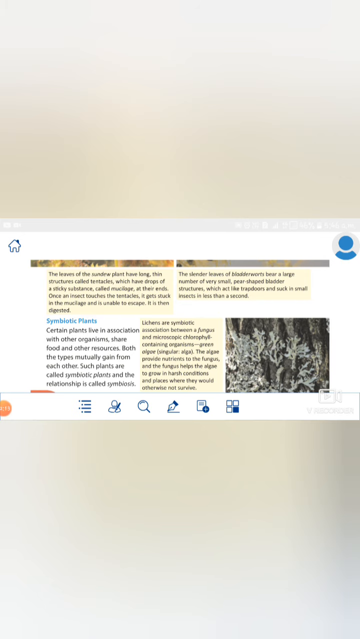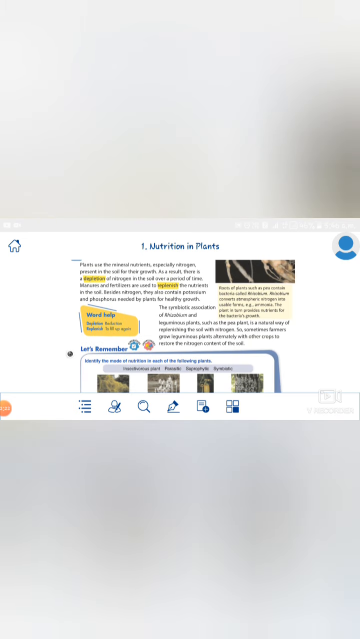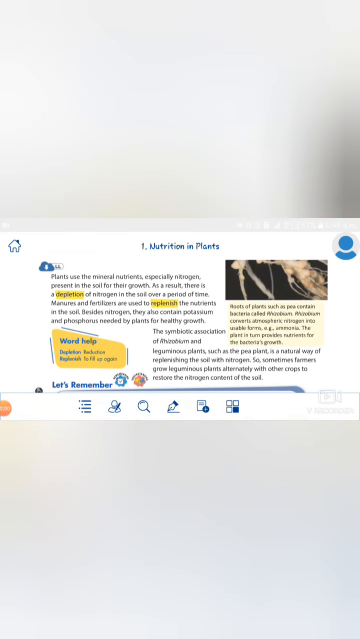The final topic in the chapter is replenishment of nutrients in the soil. What is that? The plants absorb minerals and nutrients from the soil, especially nitrogen present in the soil, for their growth. When something is being used, its amount declines, right? In the same way, the amount of minerals like nitrogen gets declined in the soil over a period of time. So, how can these nutrients be restored?